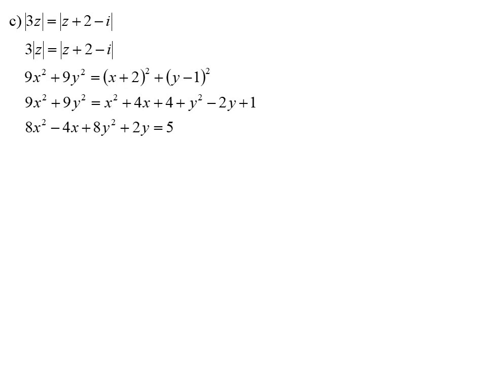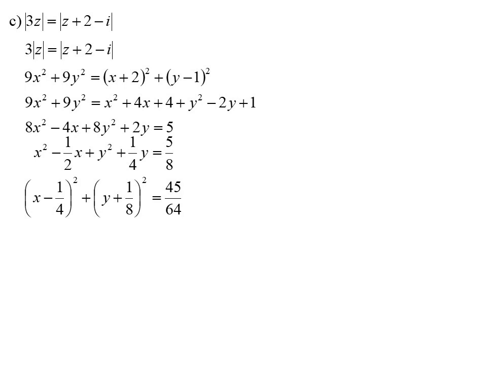I don't like completing the square on 8x squared, so I'll divide everything by 8. Now I can complete the square. Half the coefficient of x, well, negative half, that becomes negative a quarter, half of that. And then on the y squared one, half of a quarter is an eighth. A quarter squared is 1/16, an eighth squared is 1/64. So I've got to add those to the 5/8. I get 45 on 64.